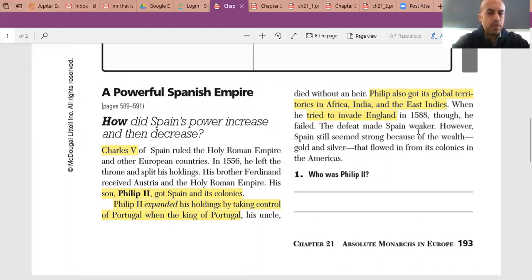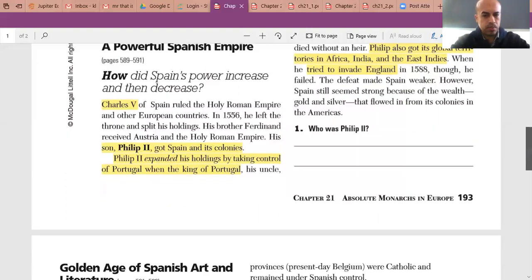The defeat made Spain weaker. However, Spain still seemed strong because of the wealth, gold and silver, that flowed in from colonies in the Americas. Okay, this is the first part in this section.